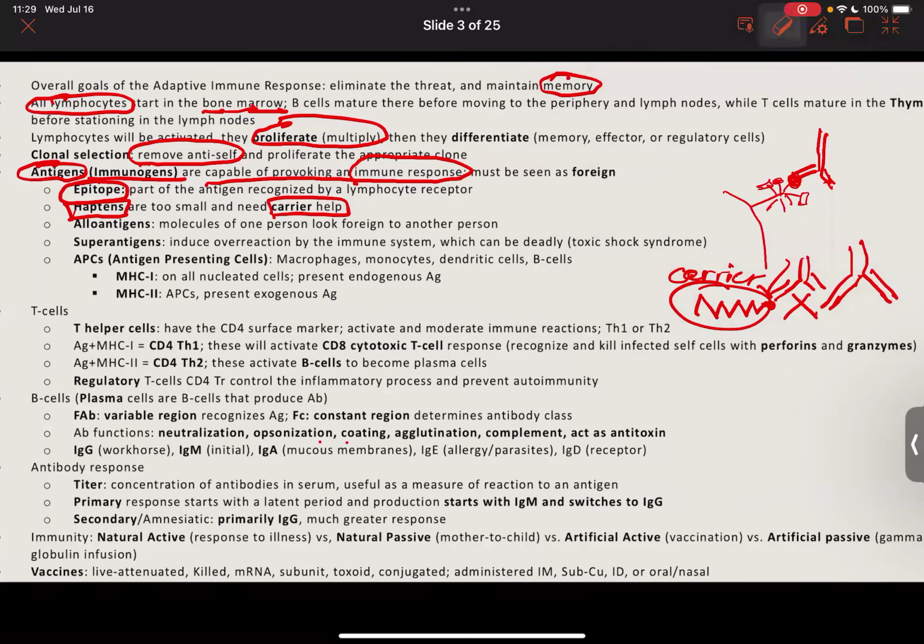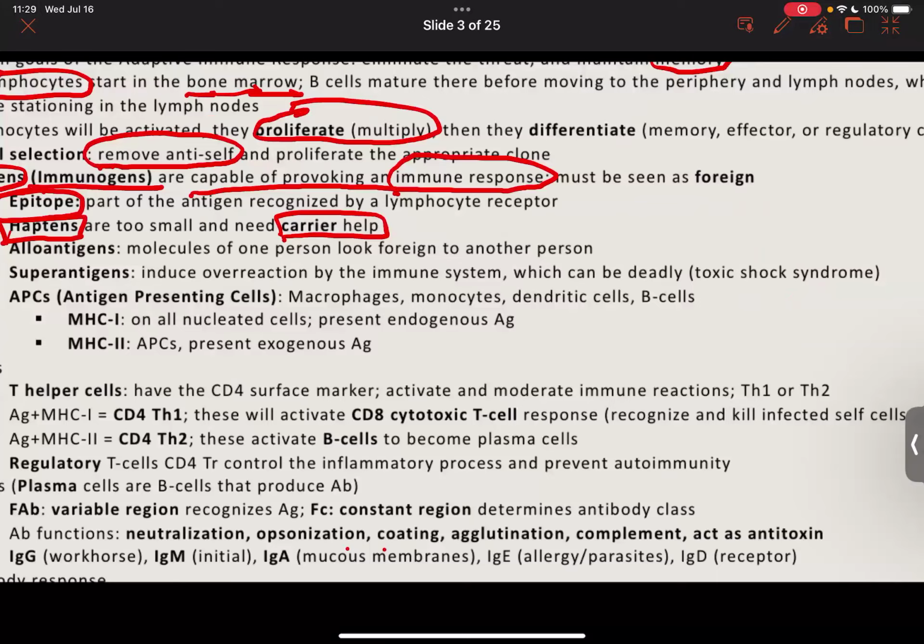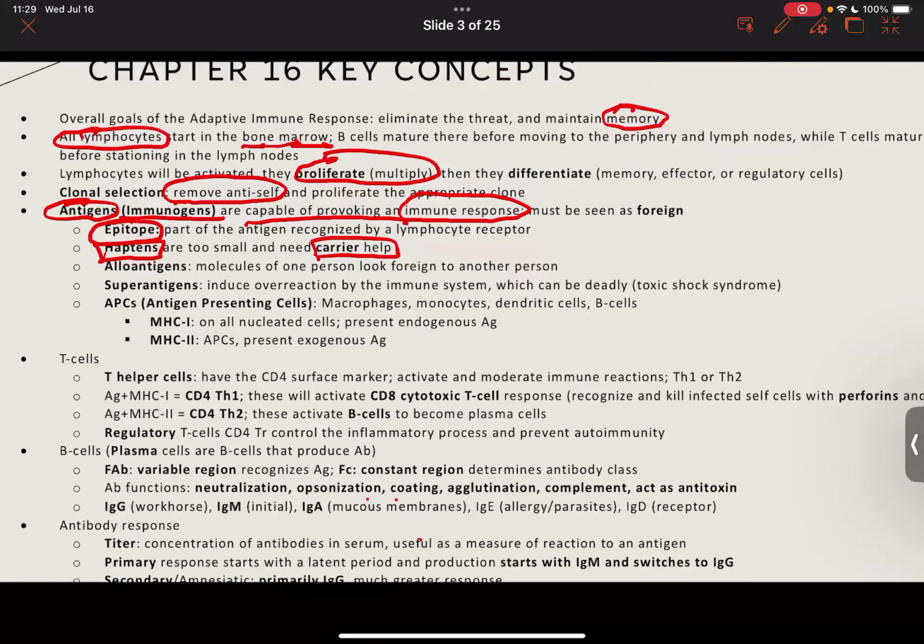When we have something like the tetanus toxoid, which is a toxin produced by Clostridium tetani, it is too small on its own to elicit an immune response. But we pair it with other things to act as carriers. It happens to be other antigens, and they all work together to help us react against the tetanus toxoid. The Tdap vaccine has tetanus toxin, diphtheria toxin, and pertussis toxin.